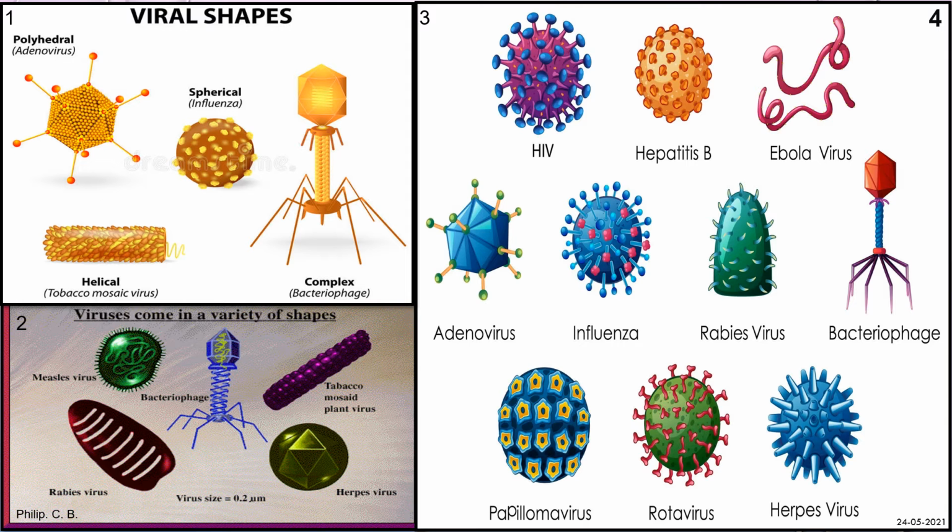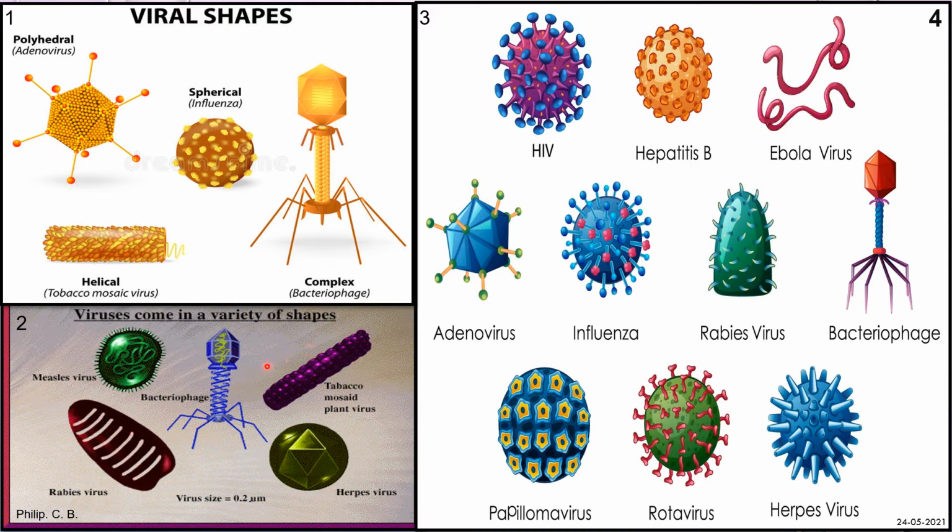Okay. Now here the slides show viral shapes. We can say basically there are four shapes in the case of viruses: polyhedral, for example adenovirus; spherical, influenza virus; the complex structure of bacteriophage; and helical, tobacco mosaic virus. So viruses may number in the hundreds, but they can be divided into these four categories by which we can differentiate all the other viruses. Viruses come in a variety of shapes.